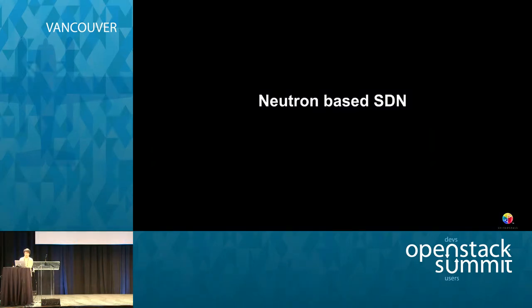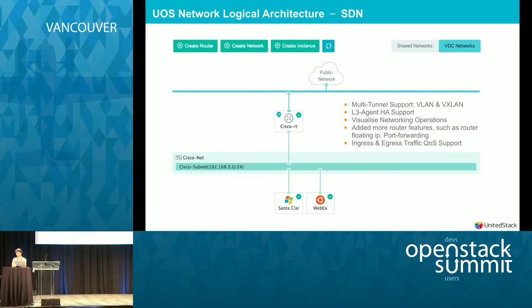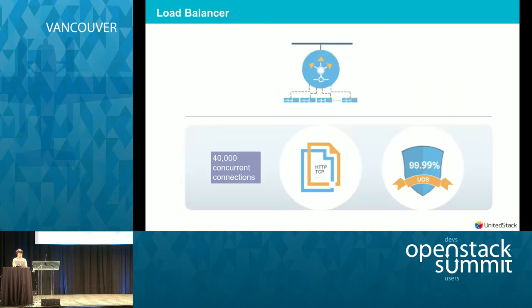Our SDN is based on Neutron, purely Neutron and Open vSwitch. This is the interface, so we can provide L3 agent HA and many other features like routers, floating IP, port forwarding, many VPN services, and GRE tunnel. Our load balancer is based on the Kubernetes version. Since the Kubernetes version is pretty tough, we do much work on that. Version 2 may be improved.